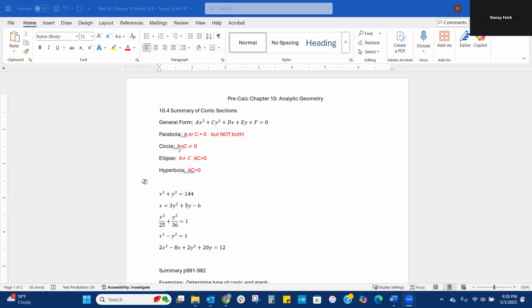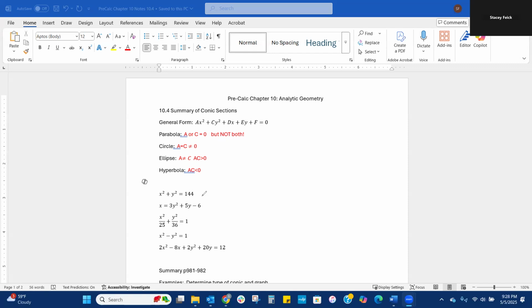We have a circle if a equals c, so if they're the same coefficient, but they're not equal to 0, then that's our circle. If a does not equal c, but we multiply them together and we get a positive value, that's an ellipse. And if we multiply a times c and get a negative number, then we have a hyperbola. So let's look at some examples and determine if it's a parabola, circle, ellipse, or hyperbola.